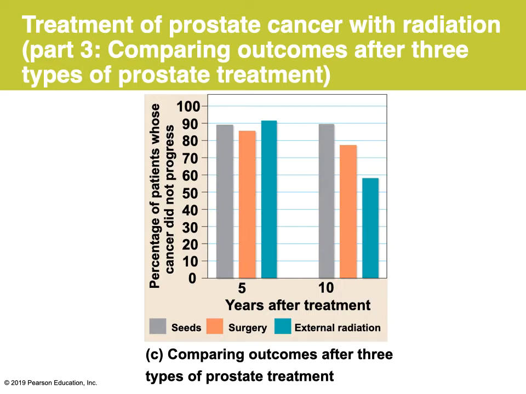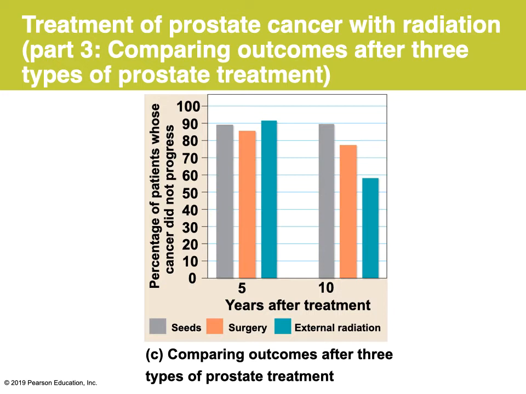Now again, there's no control here. It's basically this population of patients, and you're just observing which treatments had the best outcomes. If you look to the 3 bars on the left-hand side, you're seeing a comparison of seeds in gray, surgery in orange, and external radiation in blue. After five years after treatment, they're all pretty similar, right? You have pretty similar outcomes as far as number of patients whose cancer did not progress further. So it's basically stopped from growing.